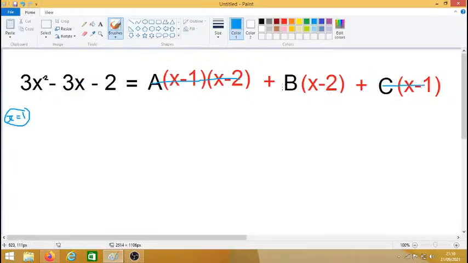So what I'm left with is the b times x minus 2. That's 1 minus 2, and that's going to be minus 1. So minus b on this side.